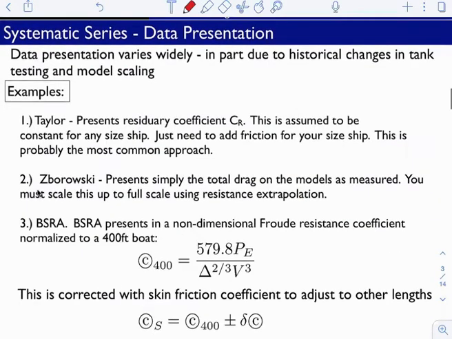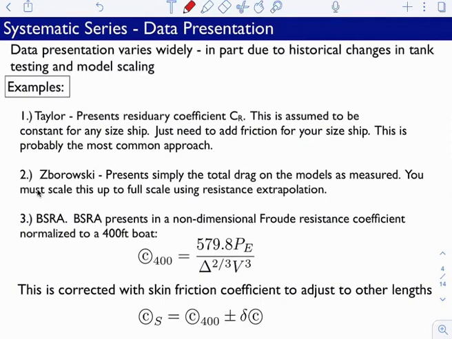The data presentation for these systematic series really varies very widely. They date to the early 1900s, to modern day systematic series, and the way they stored the data and presented the data varied over time, as did the nature of how we look at this problem, from not really having frictional lines dependent on Reynolds number to modern frictional lines.